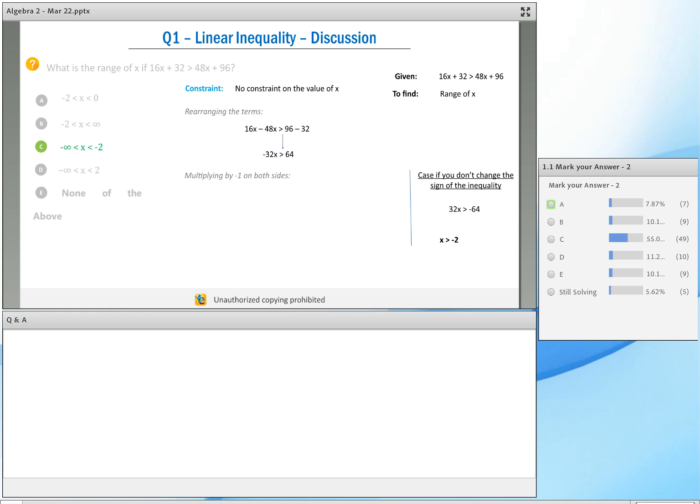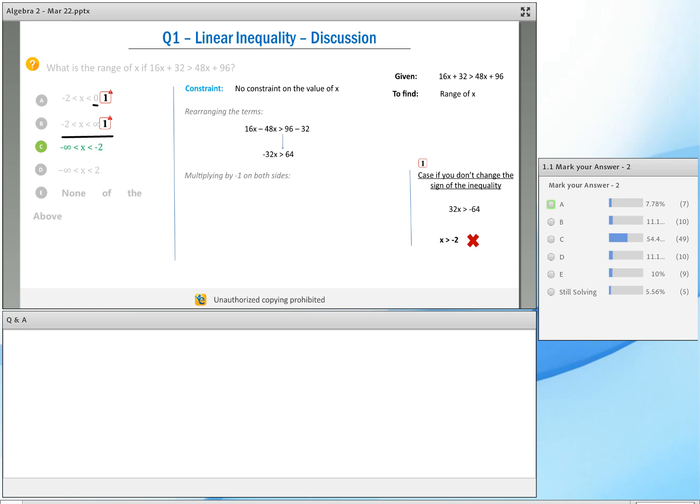Okay, in that case, you get x is greater than minus 2, and you choose choice B, which is what 10% of you have done, which is minus 2 and plus infinity. Or you choose choice A as well. Why? Because you really don't go towards plus infinity, you only go towards 0 in that case.